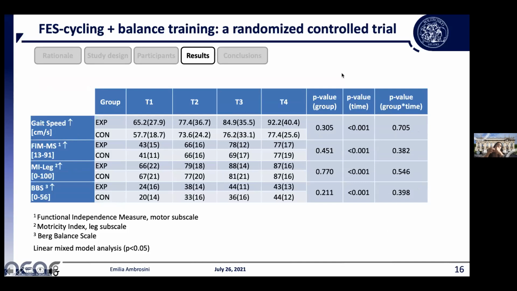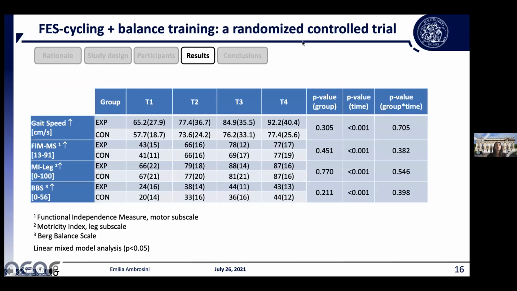Here are reported the main outcomes. So as I said, the primary outcome was the gait speed. And then we also measured the Functional Independence Measure, the motor subscale, the Motricity Index for the leg, and the Berg Balance Scale in order to evaluate balance capability.